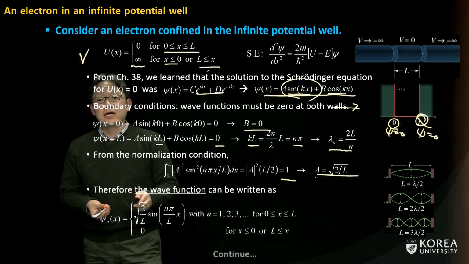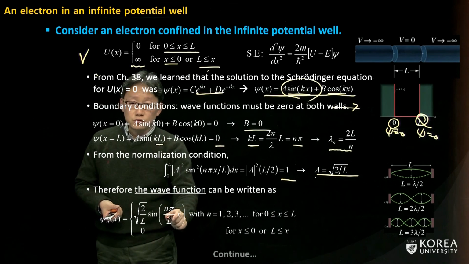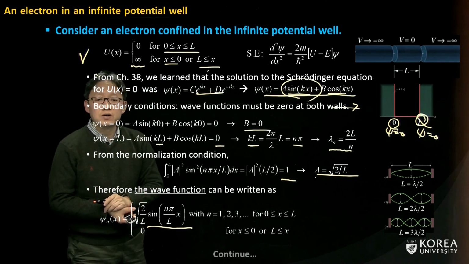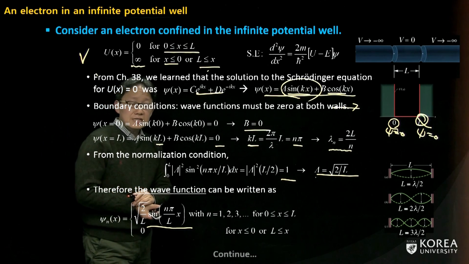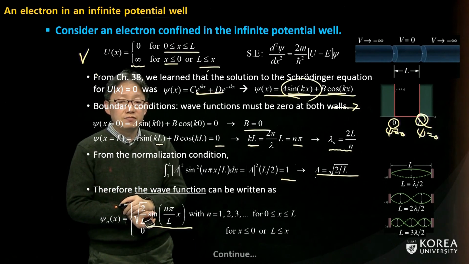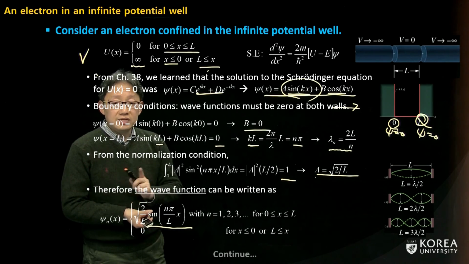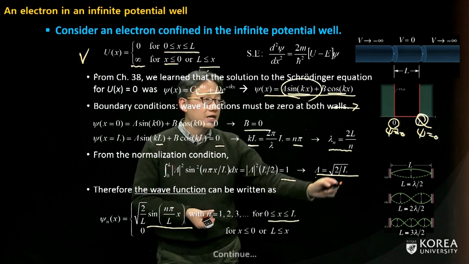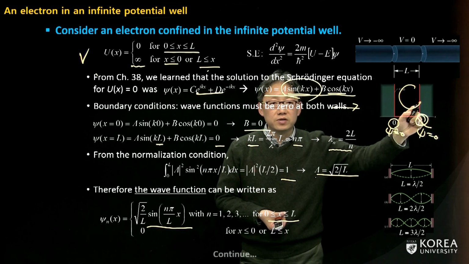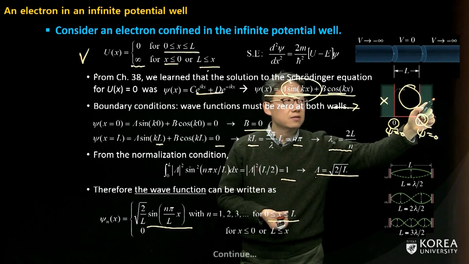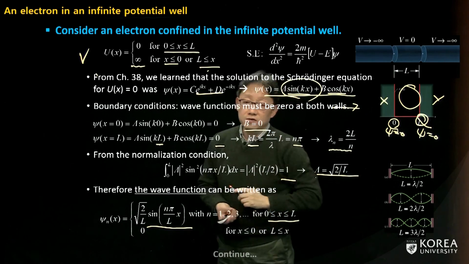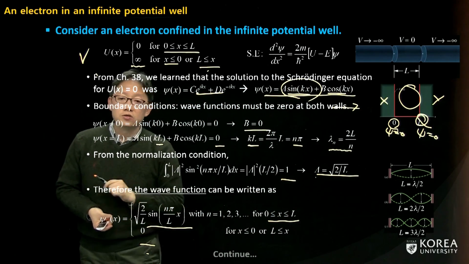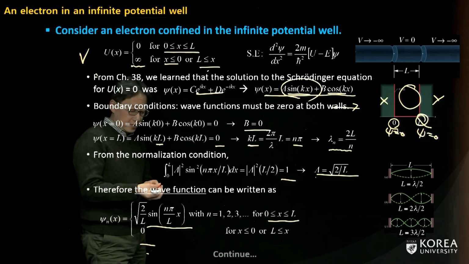Finally, we can summarize that this wave function has the shape: square root of 2 divided by L, multiplied by sine of n pi divided by L multiplied by x. But this is only true within this range, inside this well. There will be nothing over here and nothing over there, so outside of that area, the solution will simply become 0.